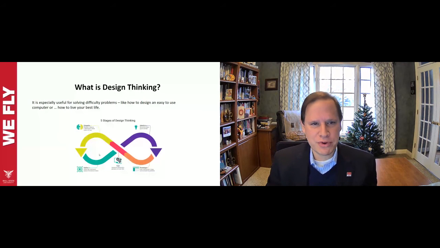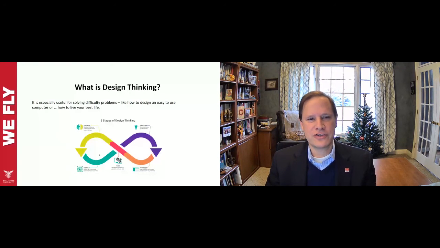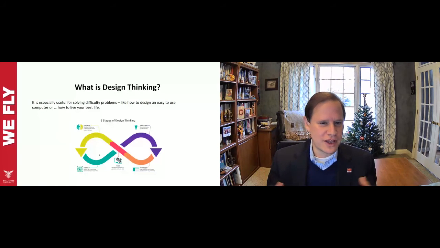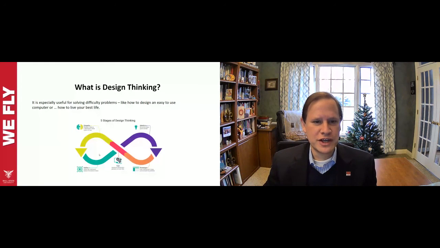So one of the principles of design thinking is that you never reach the end, that all products, all services, your life is a constant cycle of creation where you get feedback from users, from those who are using the solution, whether it's a product or service or your life, and you're constantly making refinements. So it's an iterative, cyclical process, design thinking.